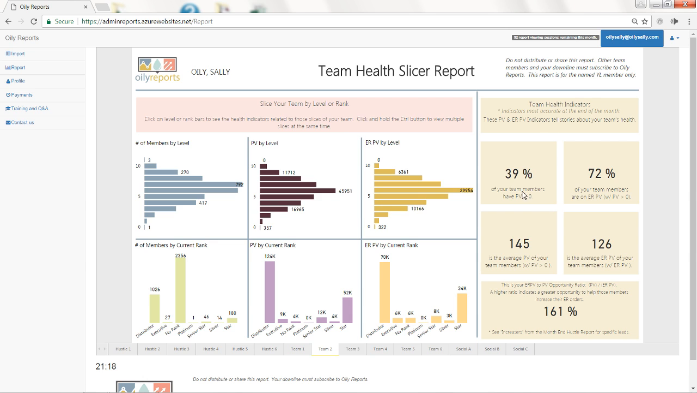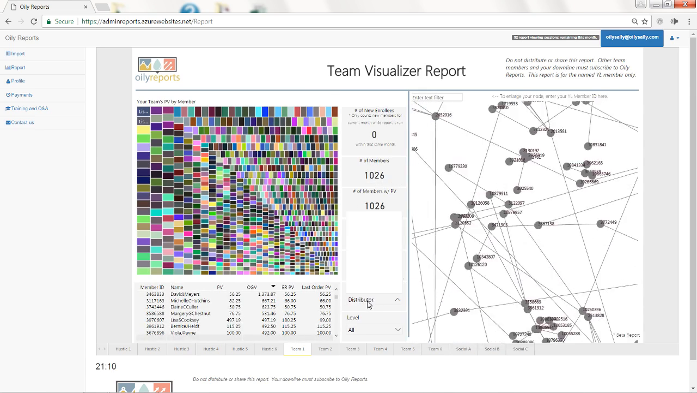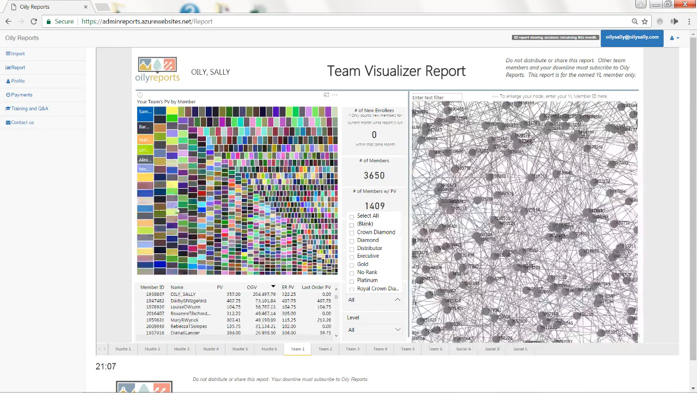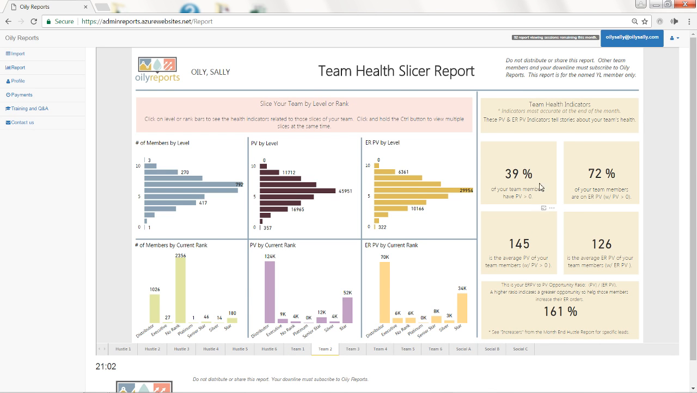This first block is showing you the percentage of your team that has PV. So out of your total number of members, we can look over here, remove the distributor so all of them are selected. But 3,650 members for Oily Sally here. 39% of those members have PV. So if you constantly see this number decreasing over a couple of months, you're going to know that maybe older members have stopped ordering, or that you're adding new members but they're not ordering anything. It's going in the wrong direction, down. You want to try to keep that number stable to growing.